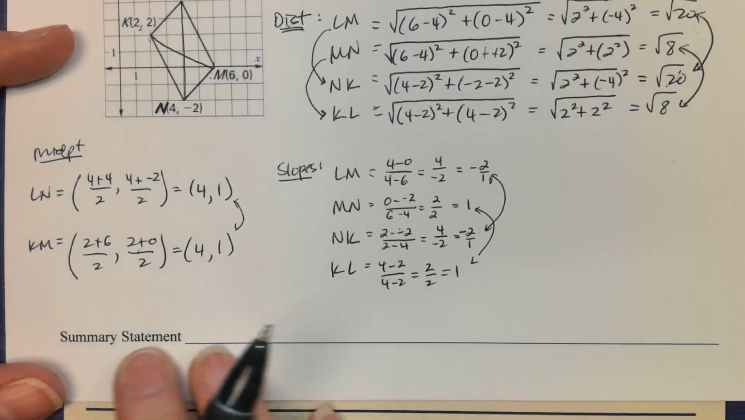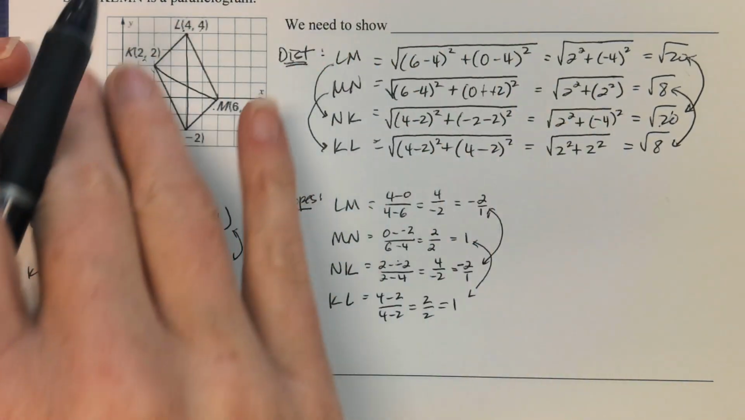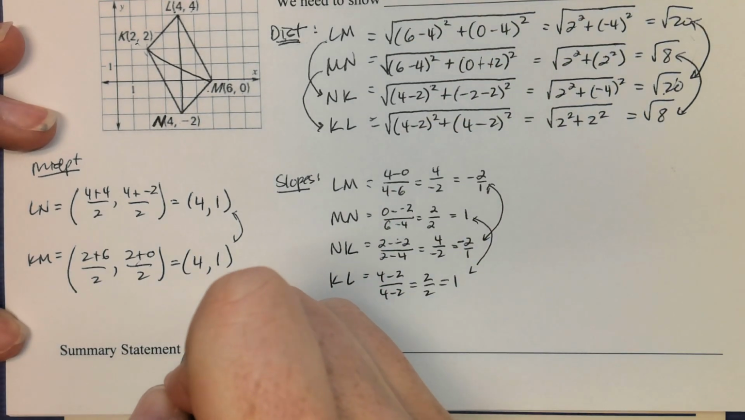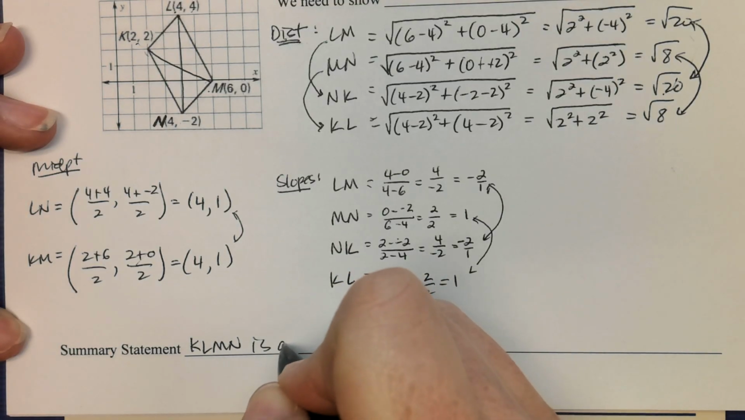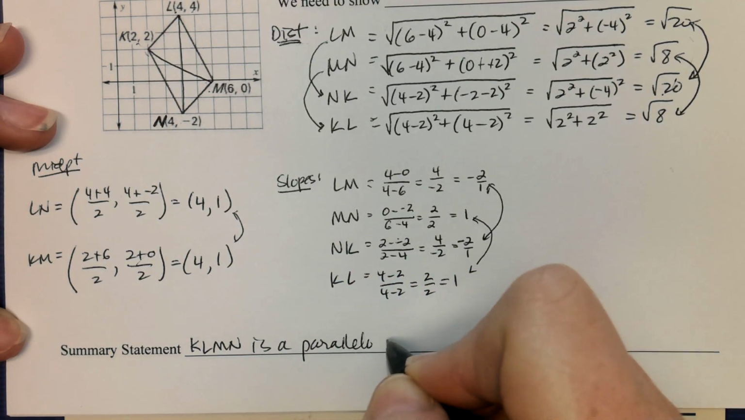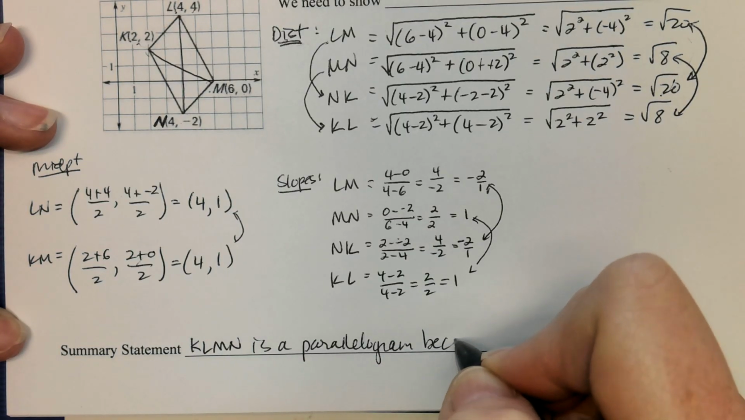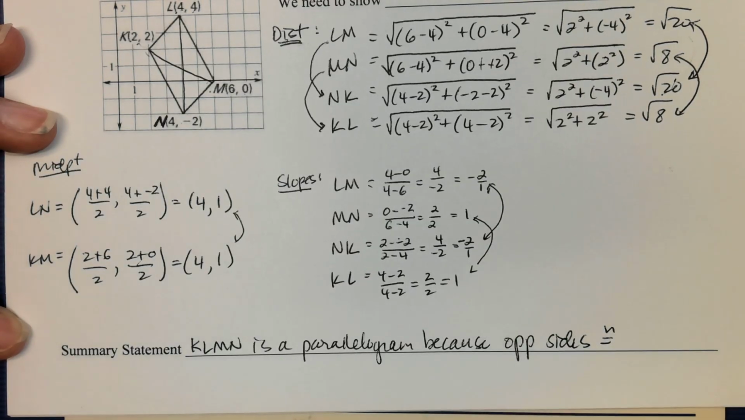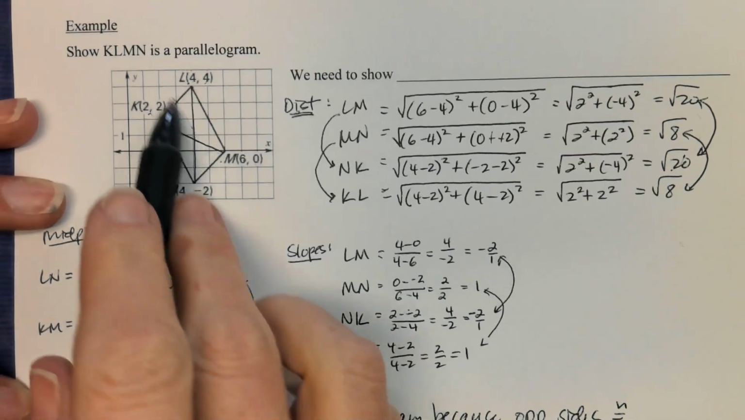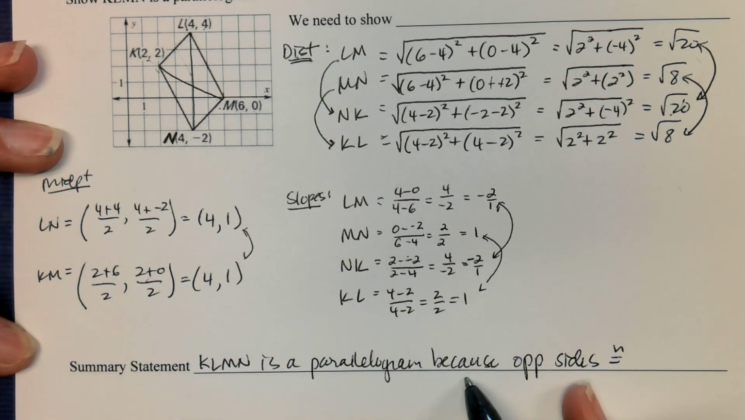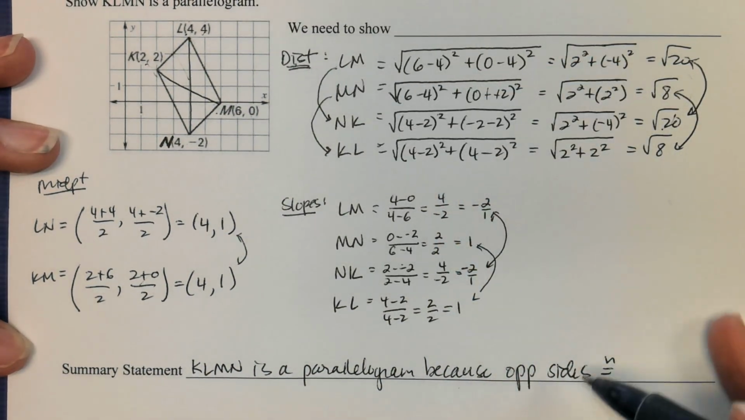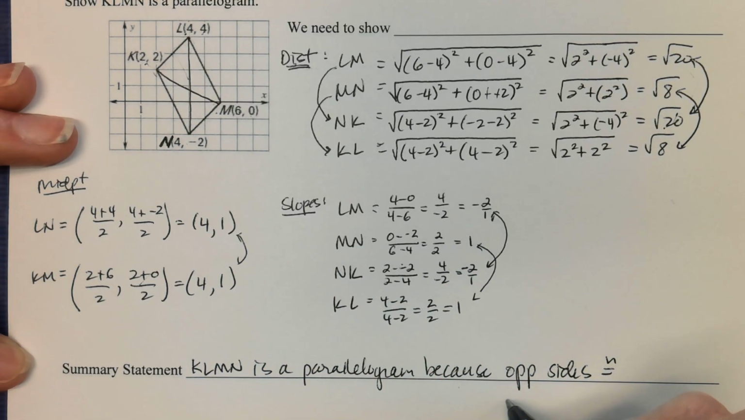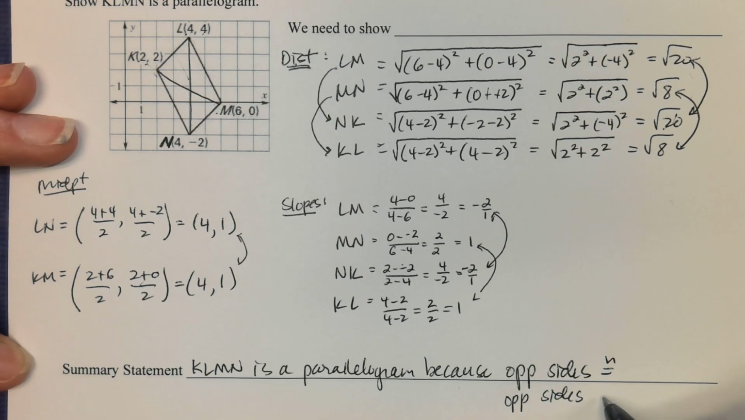The last thing we're going to talk about is how to write a summary statement. You are going to summarize what your work showed you. If you did the 4 distance formulas, you could say KLMN is a parallelogram because opposite sides are congruent. Just as easy as that. You're pretty much stating what we were trying to prove. It's a parallelogram, and then you say, because I did the distance formulas and the opposite ones are congruent. Great. If you did all the slopes, you could say it's a parallelogram because opposite sides are parallel.